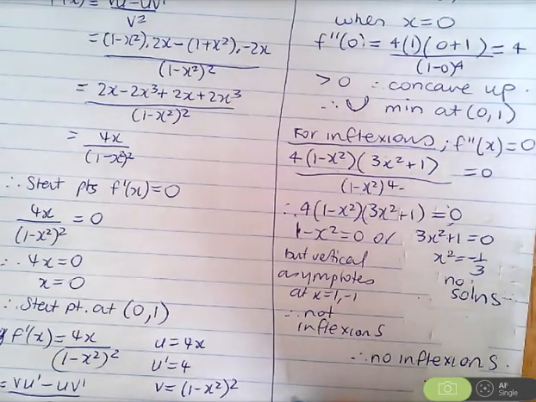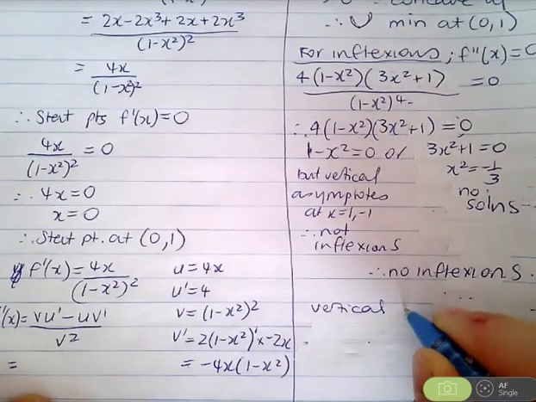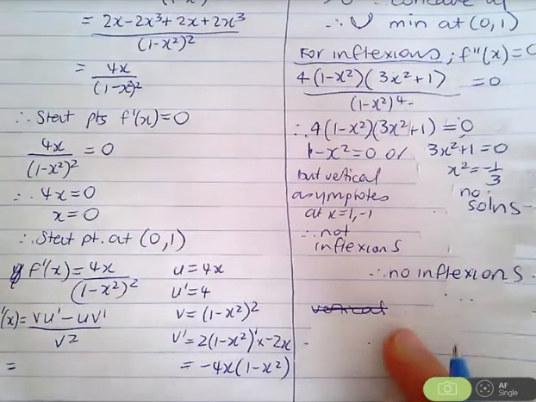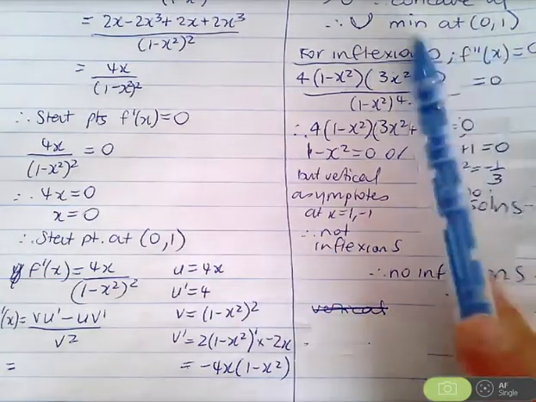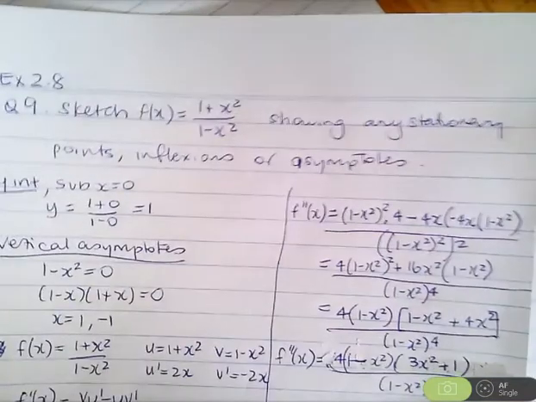So what we've got basically so far is vertical asymptotes. This is what we know. Before we go over, actually, I'll write it over the next page. We know that we've got vertical asymptotes at 1 and negative 1, and we know that we've got a minimum at (0, 1). So I'm going to do that over the page, and I'll write down what the graph is. So the curve is (1 plus x squared) over (1 minus x squared).